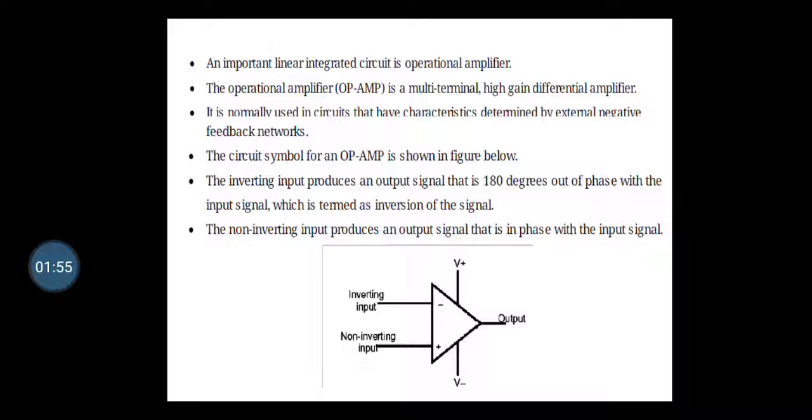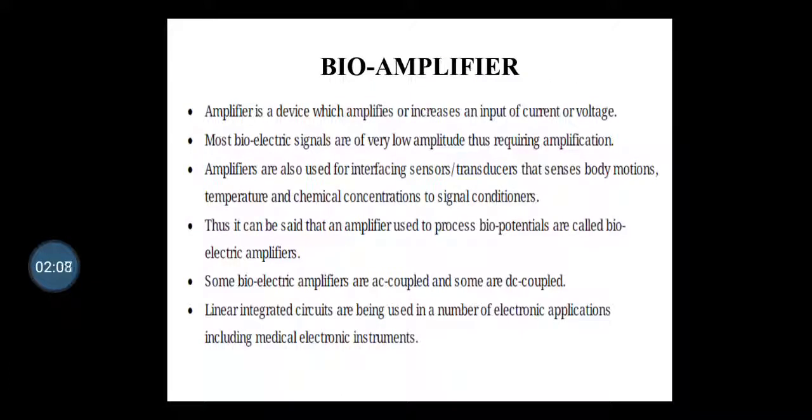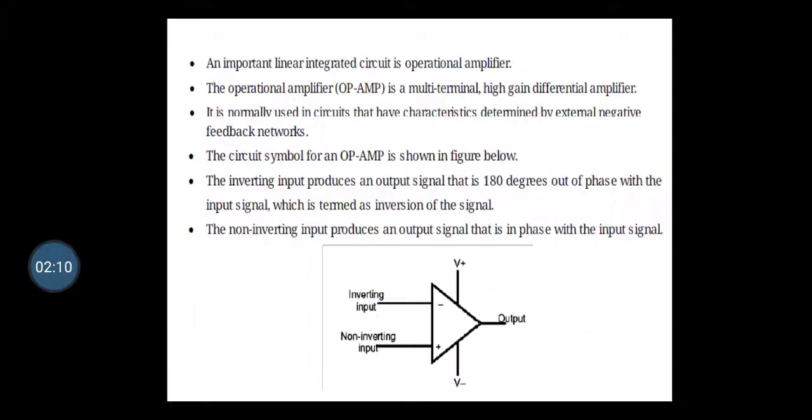An important linear integrated circuit is the operational amplifier. So we are going to see what the operational amplifier is and what are all the characteristics of the operational amplifier, because in bioamplifier the electronic component used is the operational amplifier. The operational amplifier, op-amp, is a multi-terminal high-gain differential amplifier. It is normally used in circuits that have characteristics determined by an external negative feedback network.